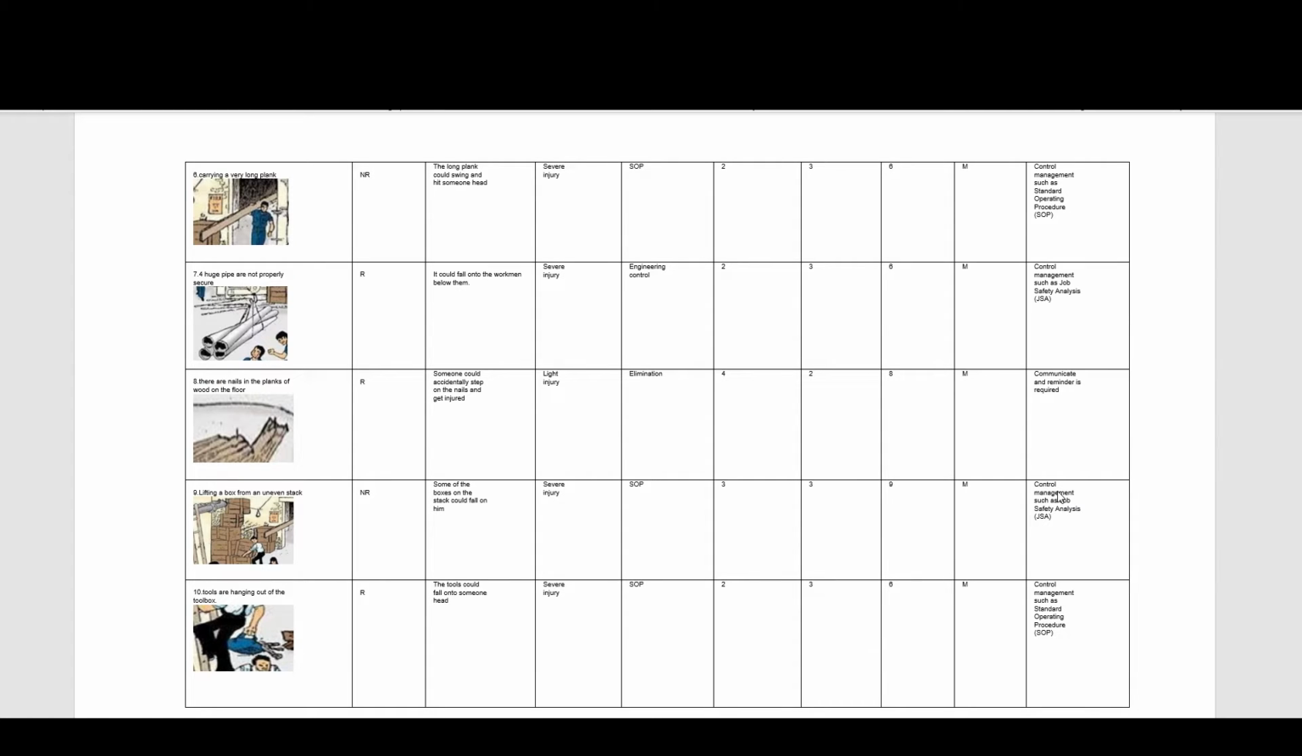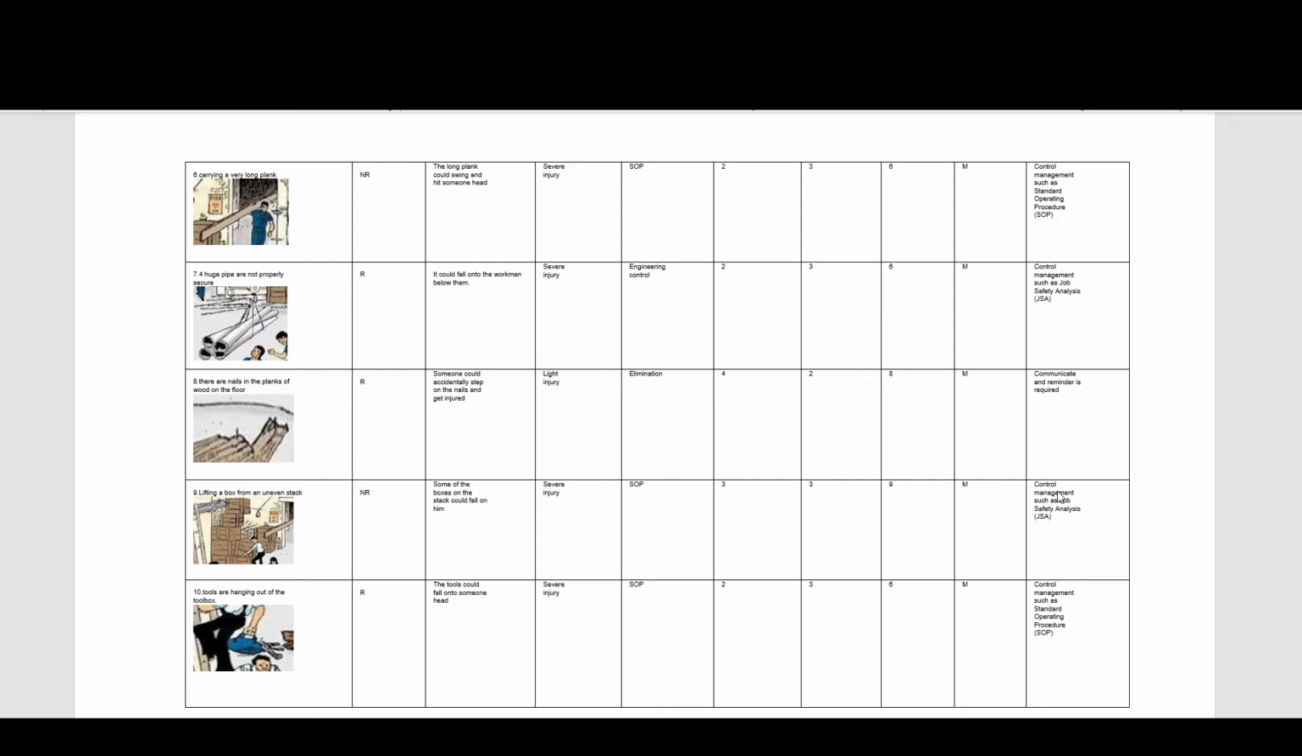Okay, next for situation number 6, carrying a very long plank, and it is a non-routine activity. The hazard is the long plank could swing and hit someone's head, and the effect is severe injury. The current risk control is the standard operating procedure, and the probability is 2 and the severity is 3. So the score is 2 times 3 is 6, and the level is M. And the recommendation for this control is we need to control the management, such as standard operating procedure.